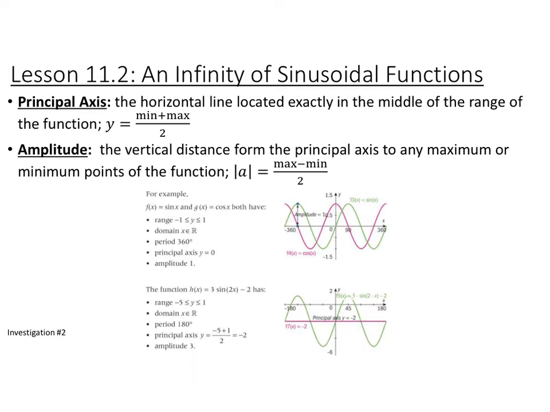The principal axis is the maximum plus the minimum divided by 2. So it's y equals -2. And the amplitude is the distance from that to your max or your min, so a distance of 3.